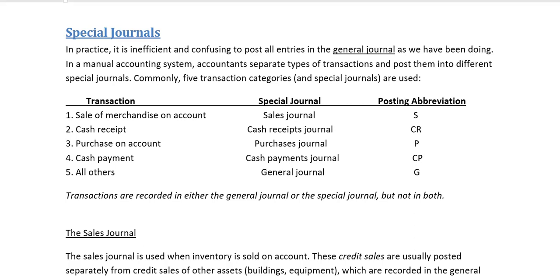2, cash receipt. These are posted in the cash receipt journal, CR. Purchase on account, purchases journal, abbreviated P. Cash payment, the cash payment journal is abbreviated CP, and all others go in the general journal, abbreviated G. Transactions are recorded in either the general journal or the special journal, but not in both. So you'll only put one transaction in one area. You won't double post things anywhere.